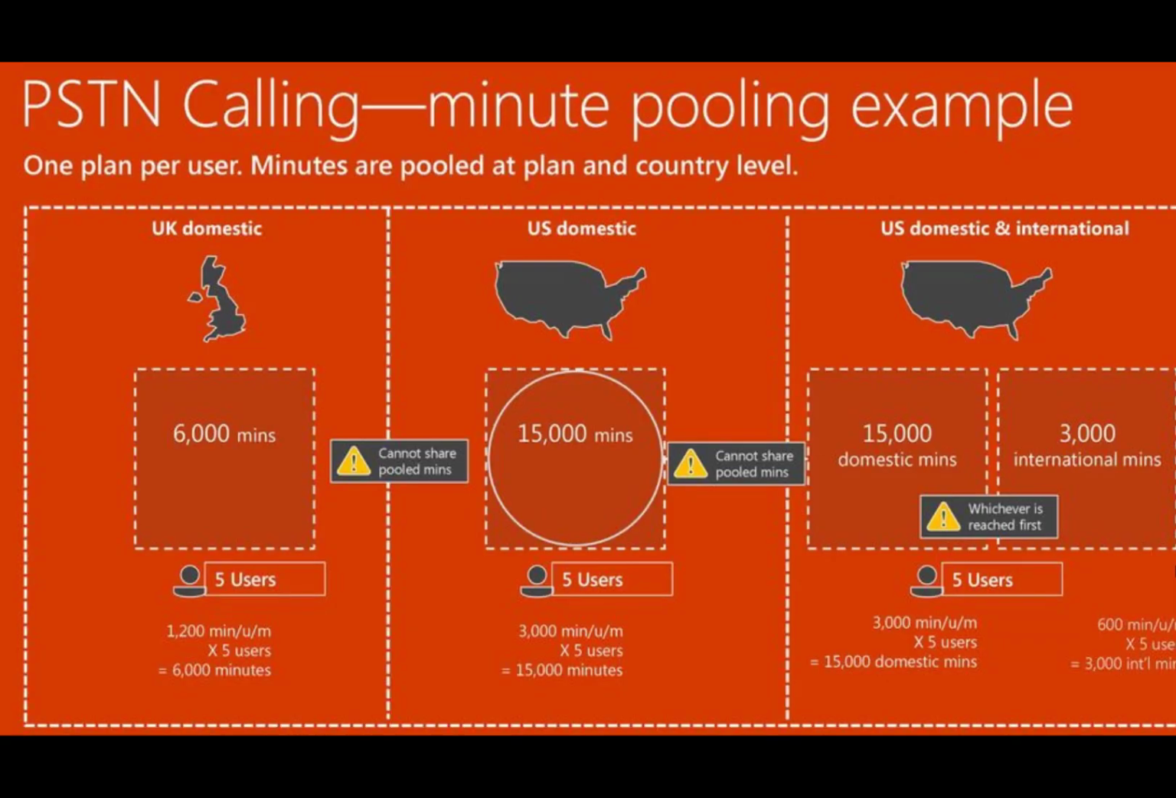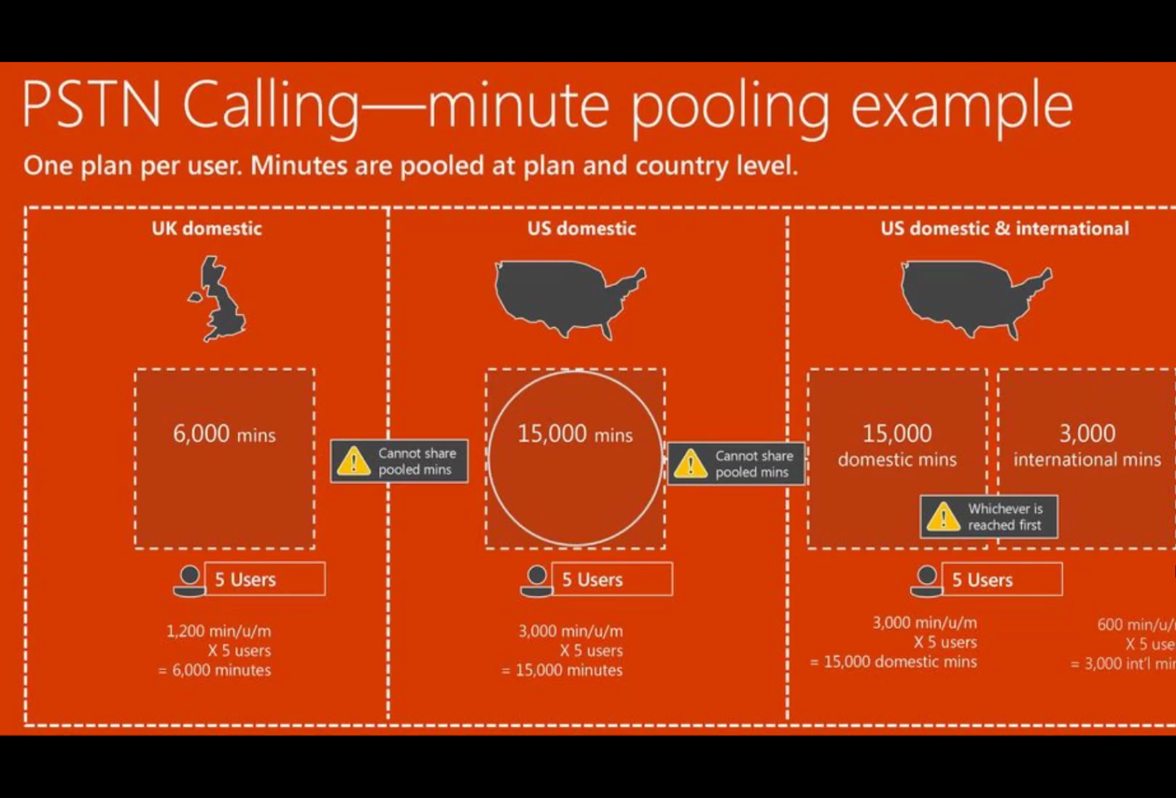The big differences here though is just the amount of pooled minutes you get with the calling plans themselves. So focusing on the US here, you have 3,000 minutes per user per month, but it's pooled across the tenant. So if you have 5 users like it's showing here, you do have a total of 15,000 minutes available in the tenant. And then for the UK, you have 1,200 minutes per user per month. So if you have 5 users, you have 6,000. The international calling plan, if you add that on, gives you another 600 minutes per user per month. So again, it's just pooled across the environment there.